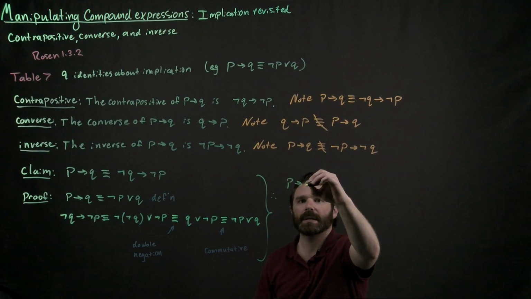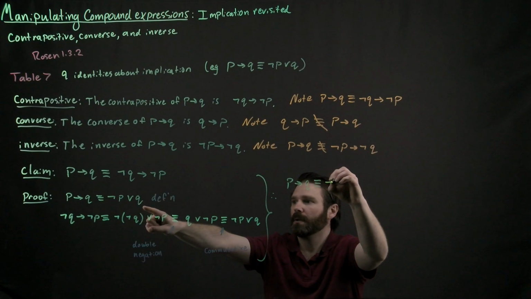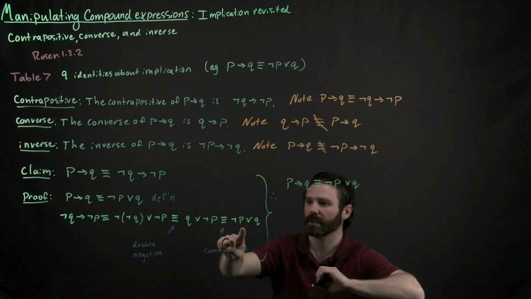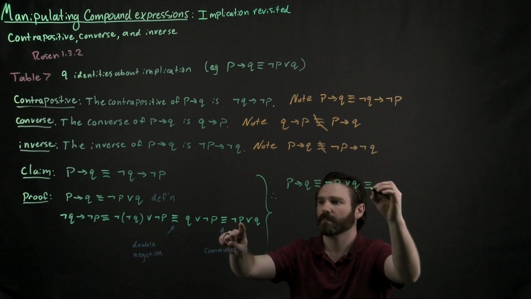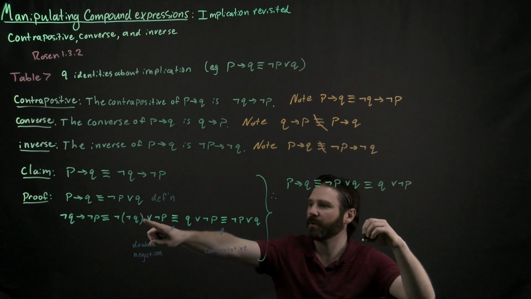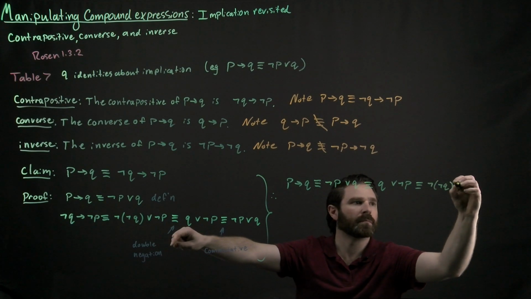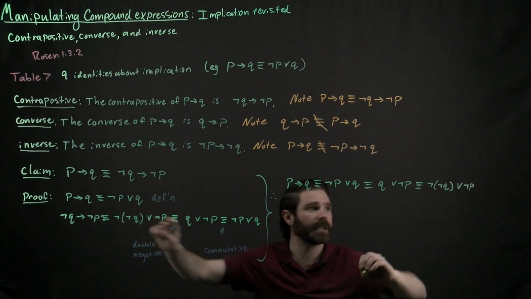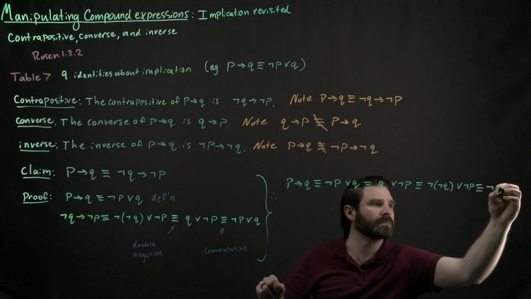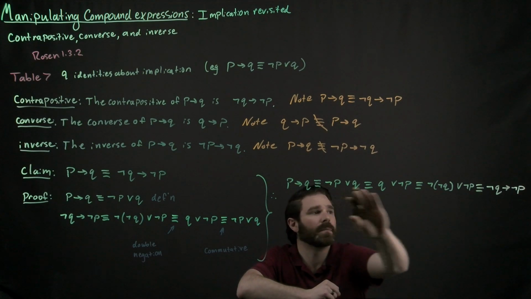I therefore have P implies Q is logically equivalent to not P or Q. And then I know that that is logically equivalent to this guy, which is logically equivalent to that guy, which is logically equivalent to the thing that I wanted. And there we go. This completes my proof.